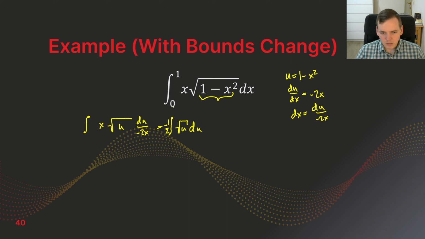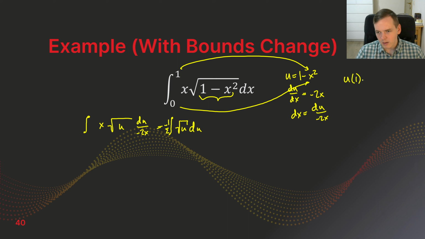Now the problem is 0 and 1 no longer work because those aren't the bounds I want to work with. So I have to plug these into my expression for u to find what my new bounds are. So u of 1 is equal to 1 minus 1, which is 0, and u of 0 is equal to 1 minus 0. So this one's a little weird because it flips them. That's not always the case. That's just how it happens to work out. So in this case, 1 and 0.